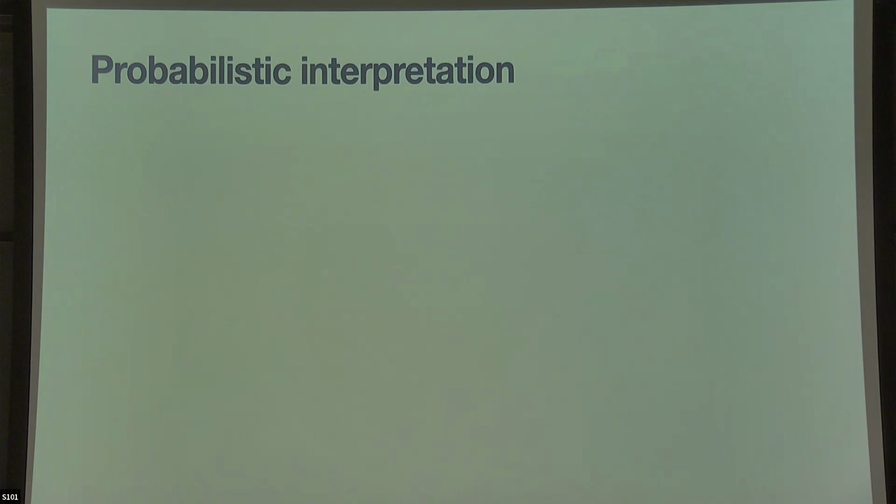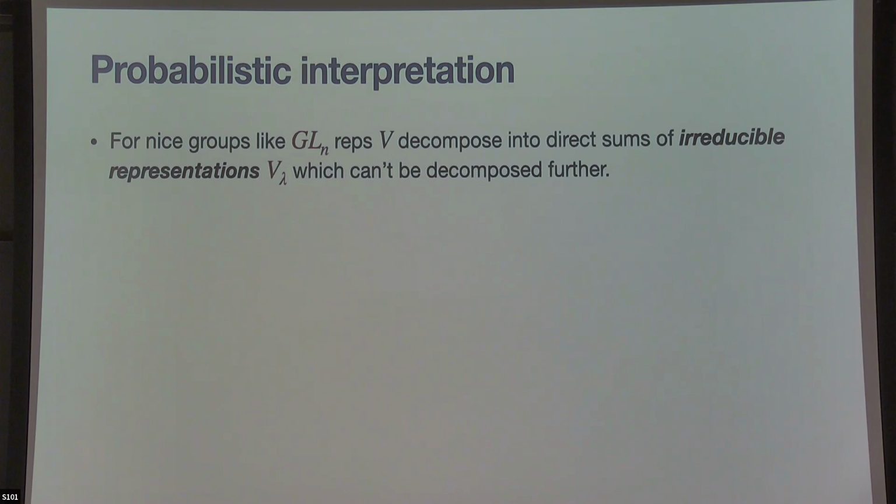All right, so I want to do some more probabilistic interpretation of what is going on here. As I mentioned before, if you have a group acting on a vector space V, for the groups we're talking about here, they decompose into direct sums of irreducible sub-representations, which can't be decomposed any further.